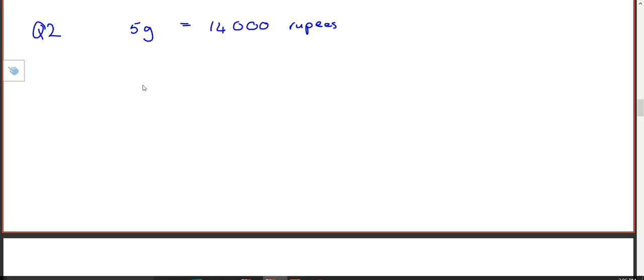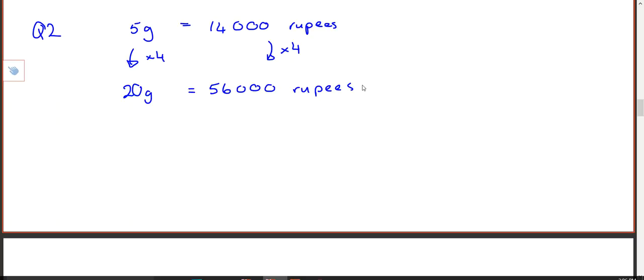So first of all, there are lots of different ways you could do this, but I want to know what 20 grams was. So I should multiply by 4. Okay? So that gives me 56,000. Lots of people didn't get that. I got 4,000. I just didn't divide.